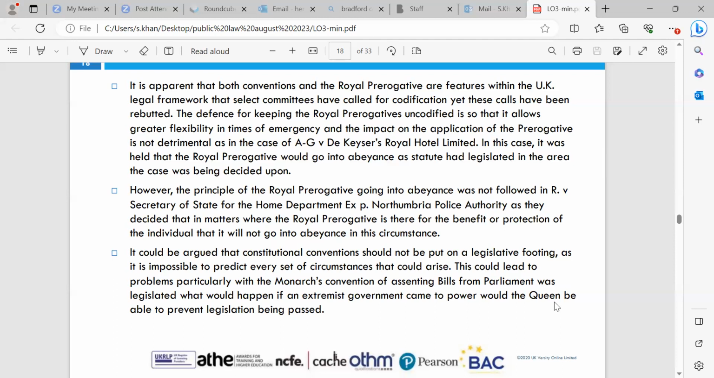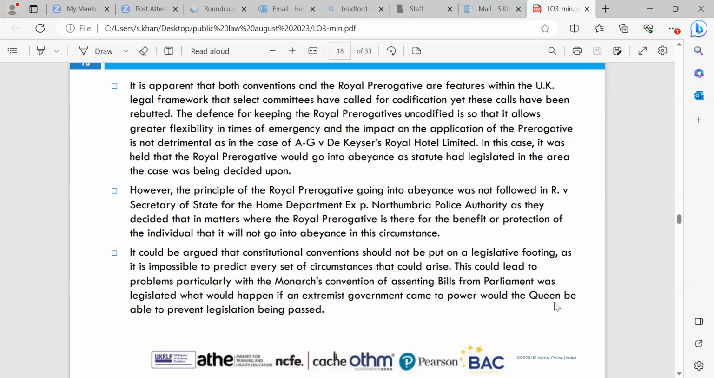However, the principle of the royal prerogative going into abeyance was not followed in R v Secretary of State for the Home Department, ex parte Northumbria Police Authority, as they decided that in matters where the royal prerogative is there for the benefit or protection of the individual, it will not go into abeyance in these circumstances. It could be argued that constitutional conventions should not be put on a legislative footing, as it is impossible to predict every set of circumstances that could arise.